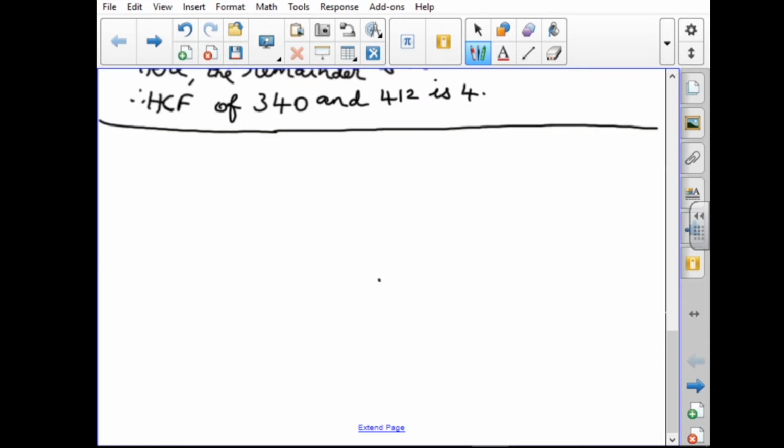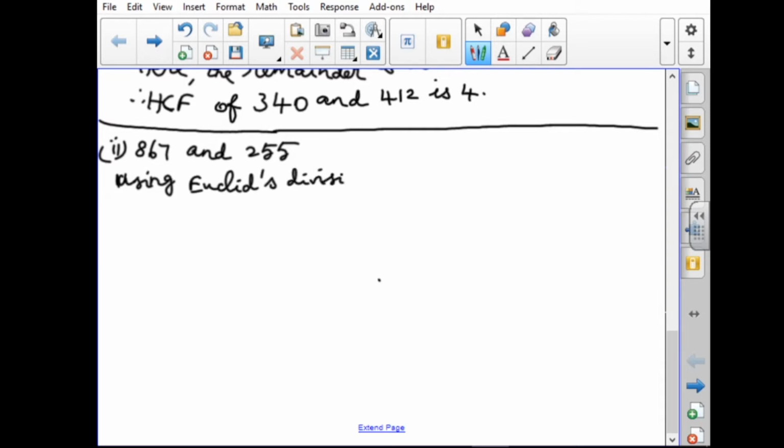Now the second subdivision. The second sum, they have given 867 and 255. The same, using Euclid's division algorithm.